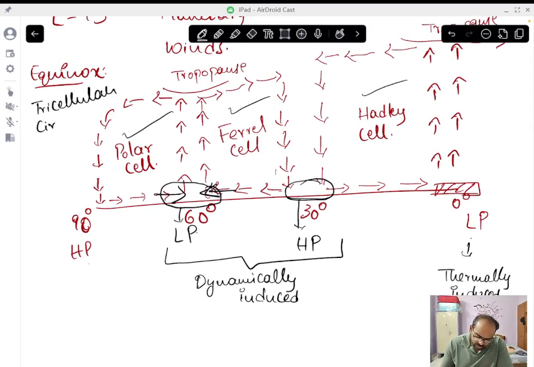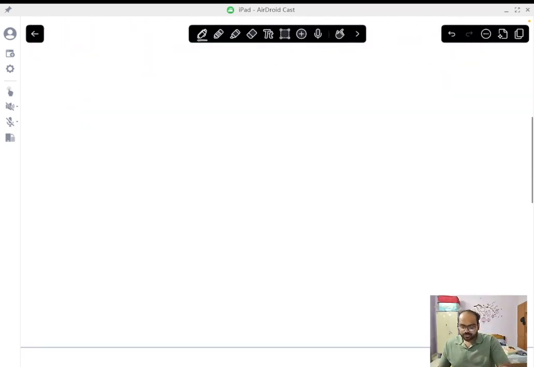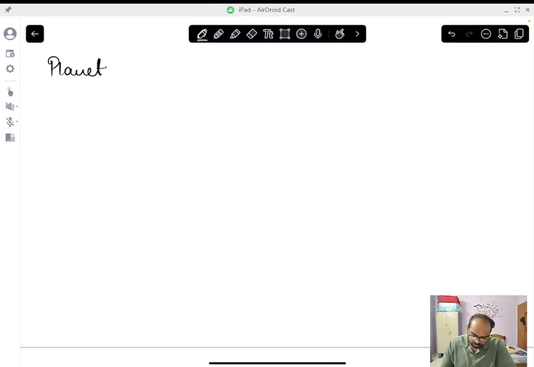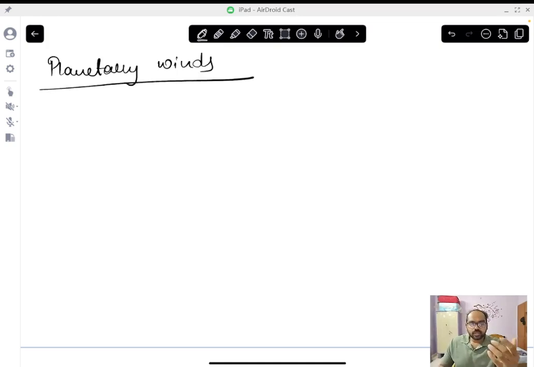Due to this tricellular circulation, we can see different weather activities on Earth as pressures are developed from equator to polar region. Due to this development of pressures, there is movement of winds. Now we look into it. They are planetary winds. Due to development of those pressures, there is initiation of planetary winds. How these winds blow, we will look into it.